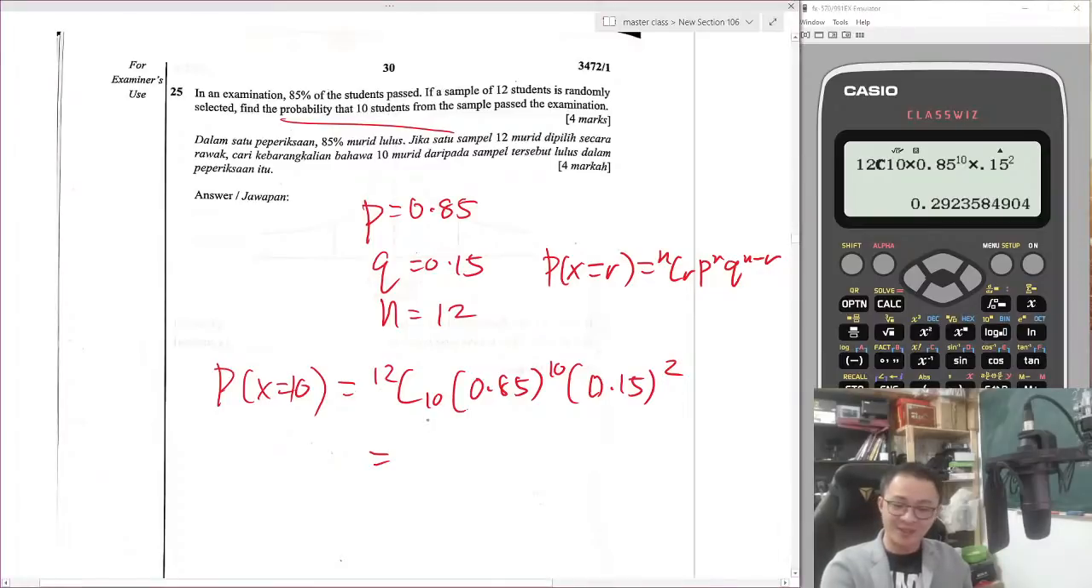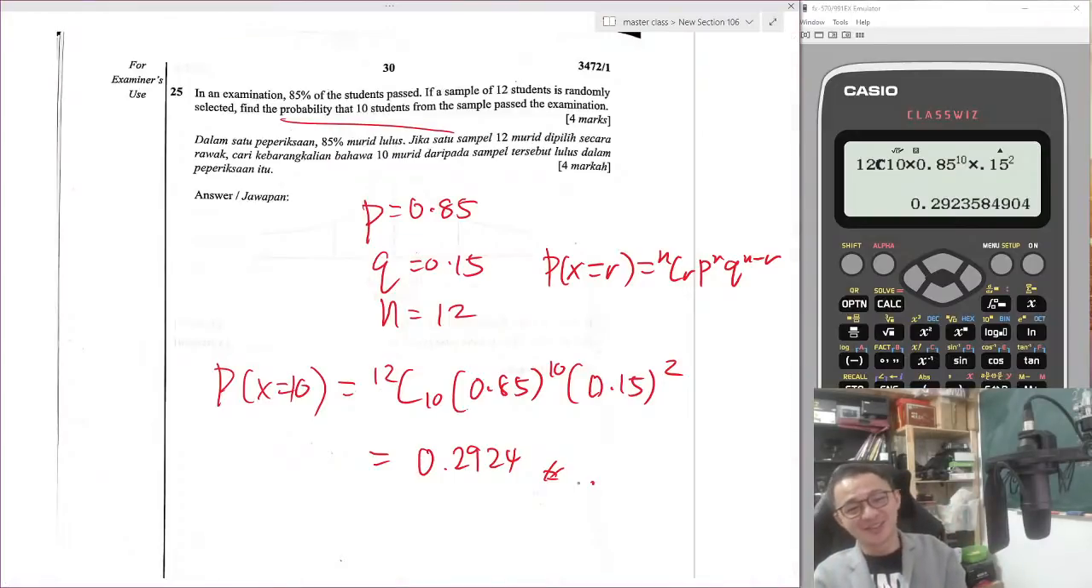Okay, so the answer is 0.2924. Okay, finish. Yeah, I can't believe I finished like 35 questions in 1 hour. So yeah, even though this paper is easy, if you are not very pro, I think it's good for you to practice.